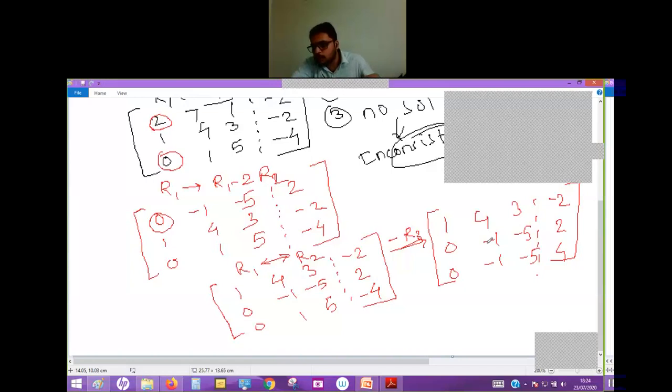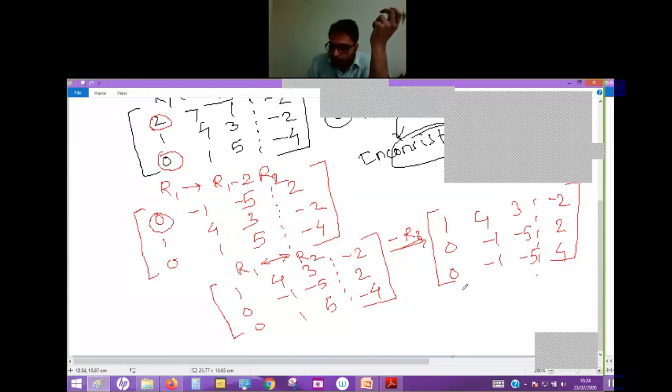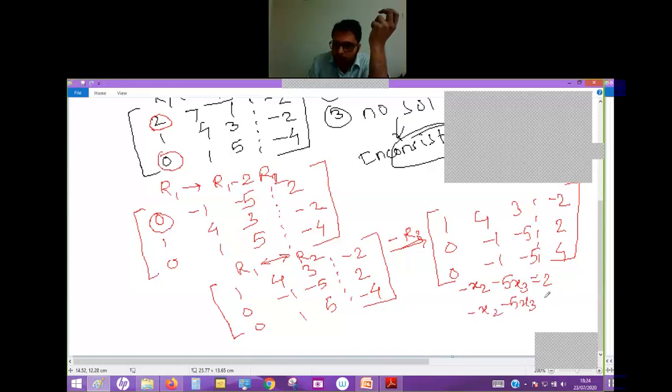But apart from this intuition, what I want to focus on is that the variables have the same coefficients in row 2 and row 3. Okay, so if I write the equation for row 2, I'll get minus x2 minus 5x3 equal to 2, and for row 3, minus x2 minus 5x3 equal to 4.